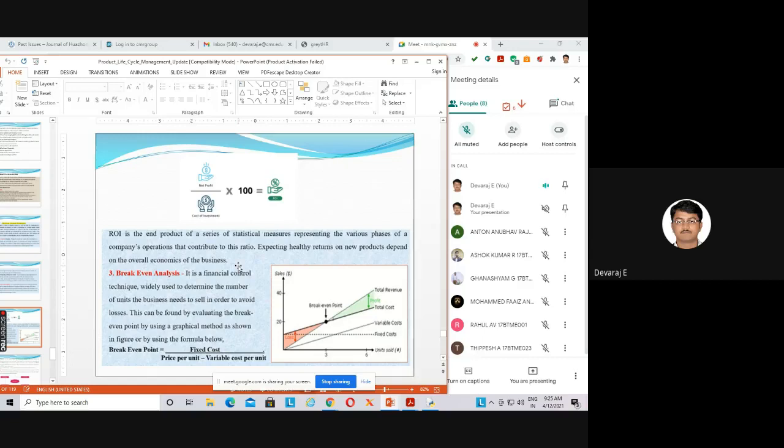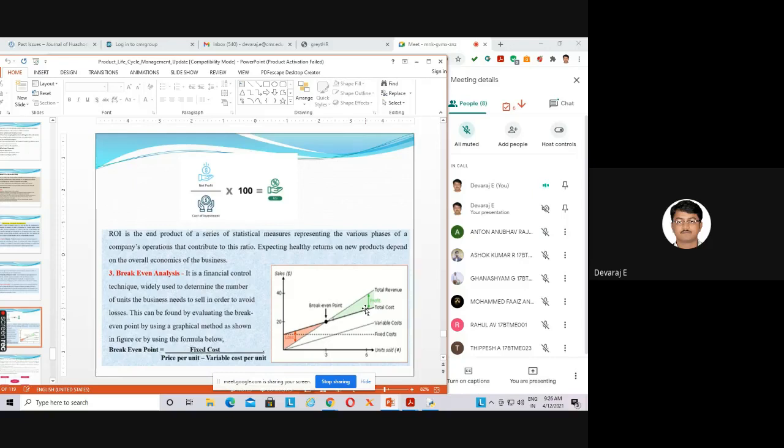Break-even analysis, as I told you, is a financial control technique widely used to determine the number of units the business needs to sell in order to avoid losses. The break-even point means you get back whatever you invested, the money for the company. After that break-even point, if it goes beyond, the total revenue is profit. That's called the net profit, whatever I told you, that 500 rupees.